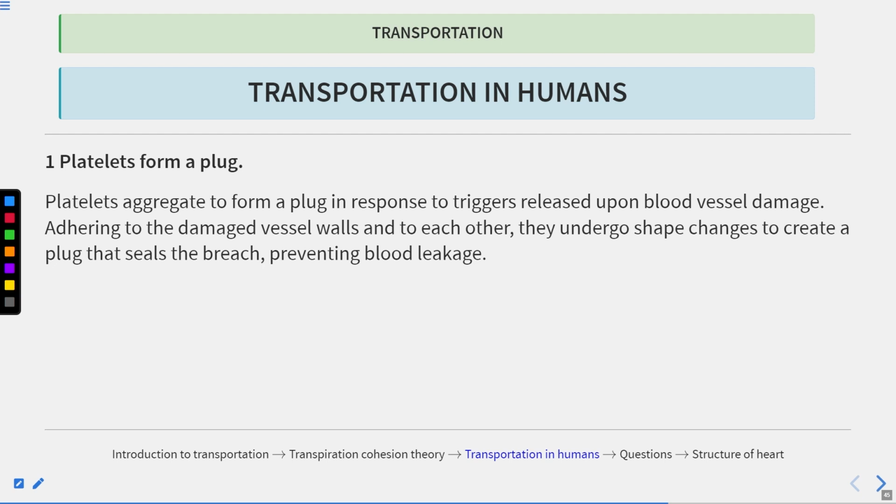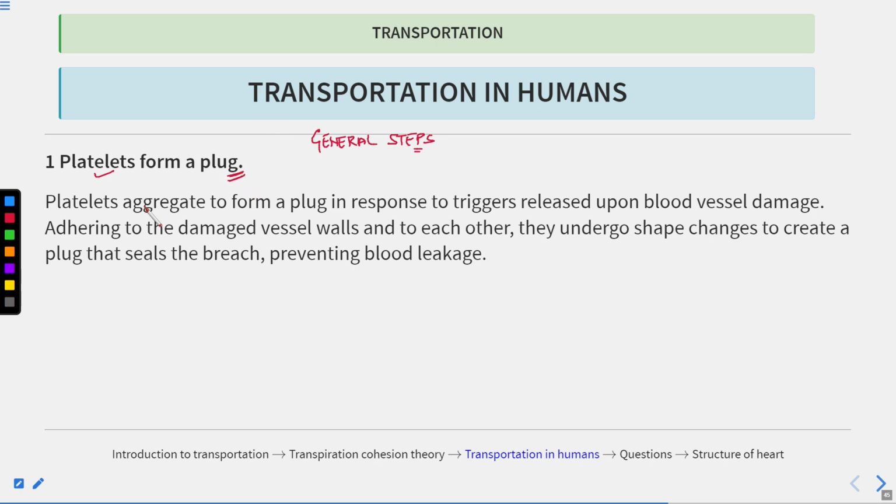Now these are the steps involved in the formation of the blood clot. You can write here: these are the general steps that are involved in the formation of the blood clot. First, the platelets form the plug. First is the formation of the plug.